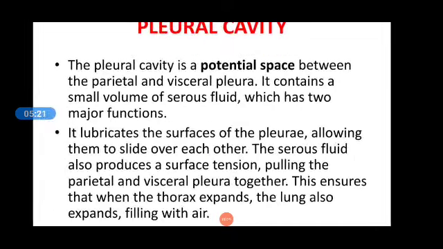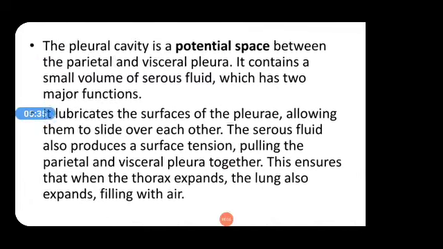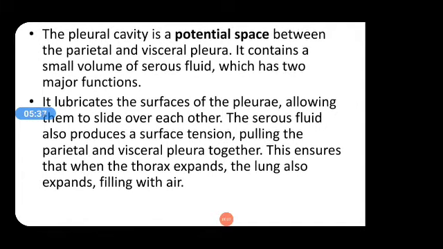Now we will see the pleural cavity. We had already seen it in the picture. It is a cavity between the parietal pleura and the visceral pleura. It contains a serous fluid which has two major functions. The main function is that it lubricates the surface of the pleura, allowing them to slide over each other.